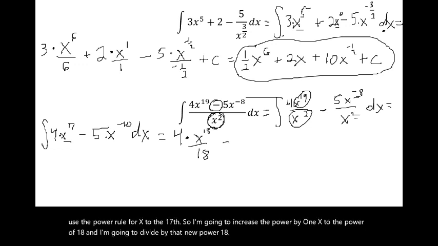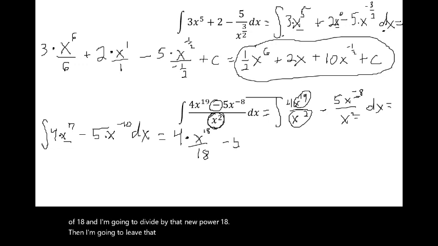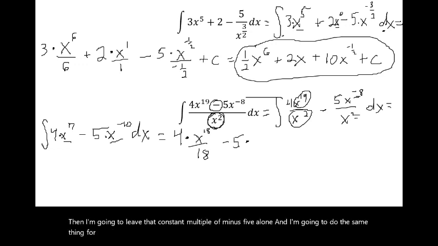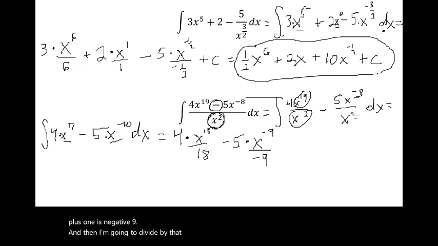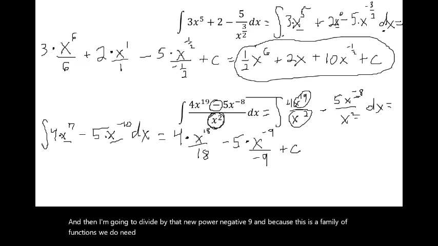Then I'm going to leave that constant multiple of minus 5 alone, and I'm going to do the same thing for the x to the power of negative 10. I'm going to use the power rule. So negative 10 plus 1 is negative 9, and then I'm going to divide by that new power, negative 9. And because this is a family of functions, we do need a plus c on the end.